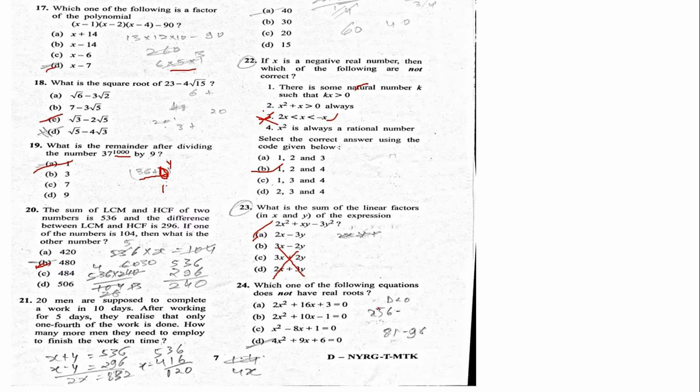24th question. We all know that for the requirement of real roots, this would be greater than 0, so it is saying it does not have real roots, so it must be less than 0. So we will see in which option b square minus 4ac is less than 0. In this option, we will see that 81 minus 96 will be negative, minus 15. So this equation will not be giving real roots.